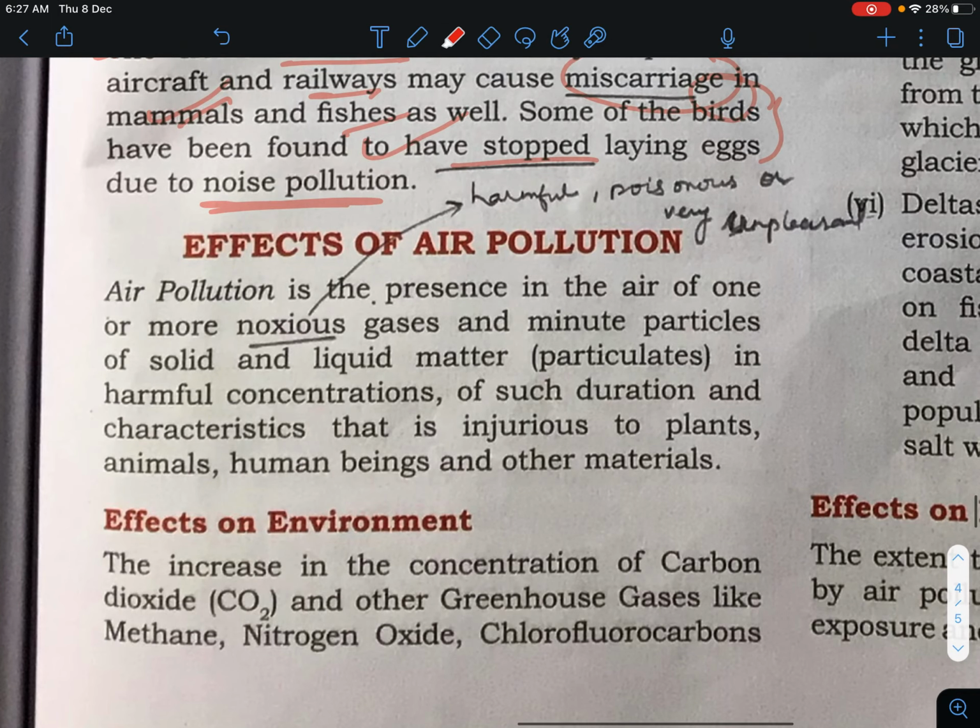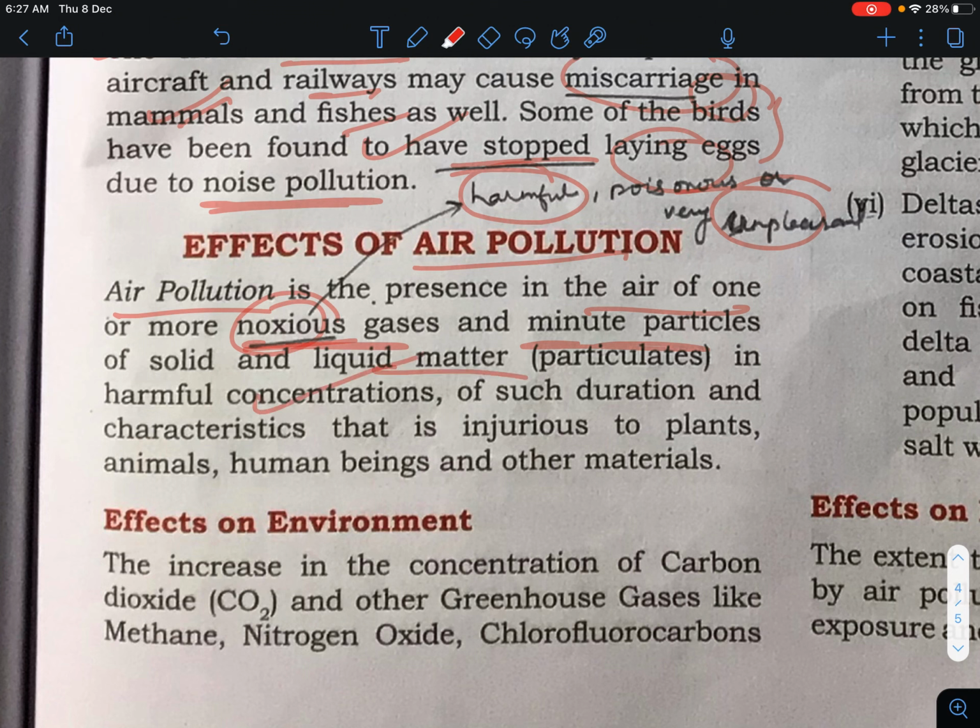Now, our next topic is about the effect of air pollution. Air pollution is the presence in the air of one or more noxious gases. Noxious means harmful, poisonous, or very unpleasant. So air pollution is the presence in the air of one or more harmful gases and minute particles of soil and liquid metals, that is particulates, in harmful concentration, of such duration and characteristic that is injurious to plants, animals, human beings, and other materials.